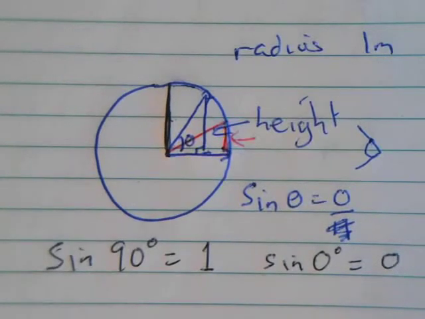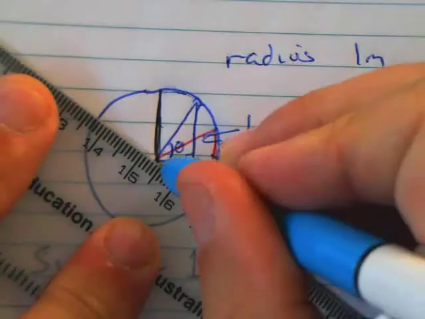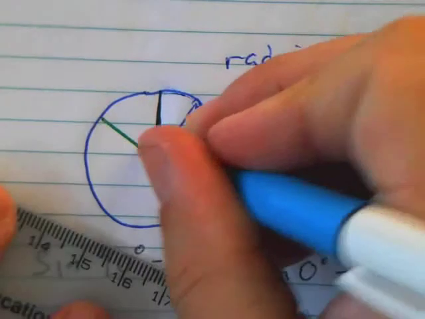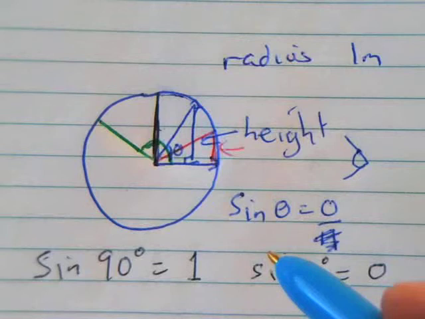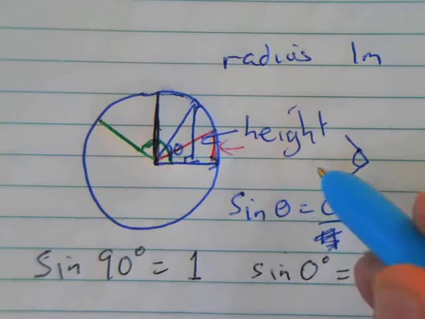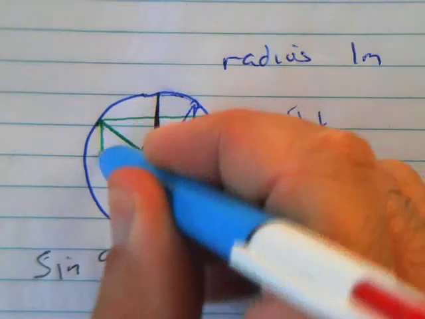So, what happens when I draw the green one? Let's just, for argument's sake, say that that's maybe 130 degrees. What do you see from this direction? You see that height there.